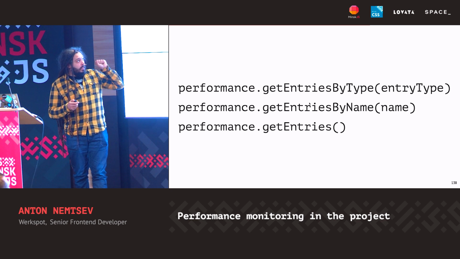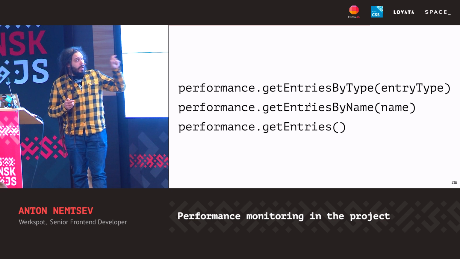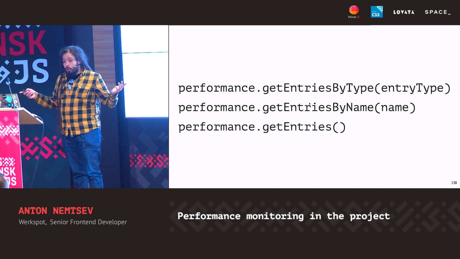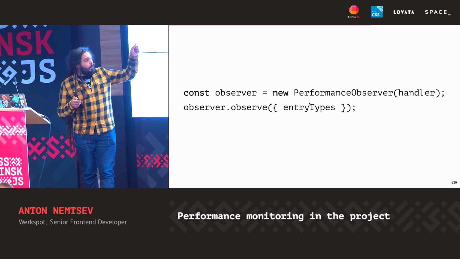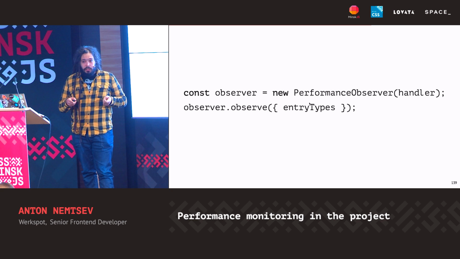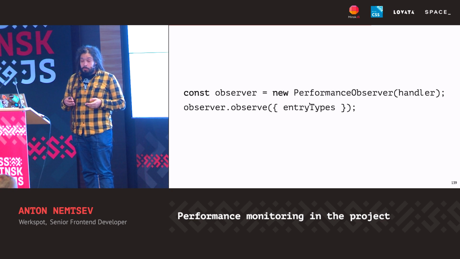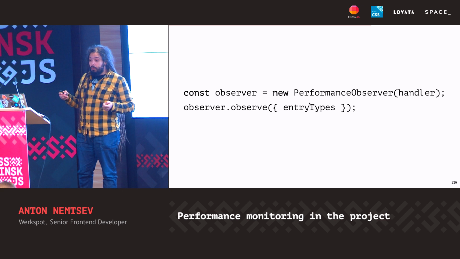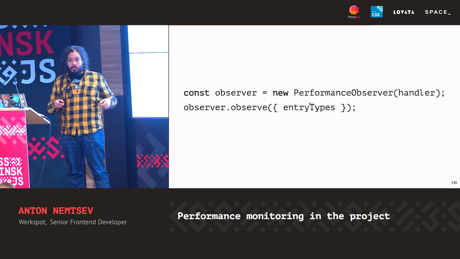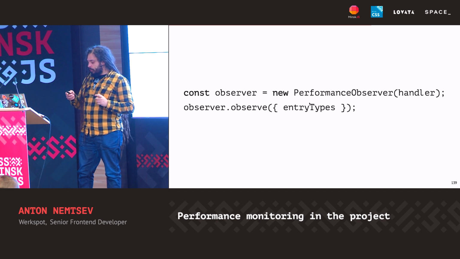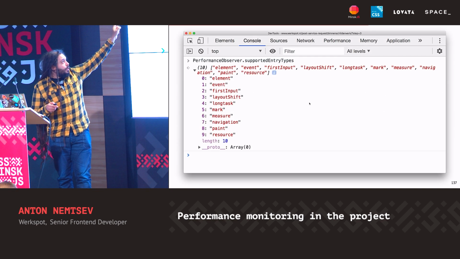You may get entries by type, by name, and just all of them. And with observer, you pass some handler function that allows you to, for example, send reports to the server, and observe with entryTypes that contain an array, which will consist of these types.